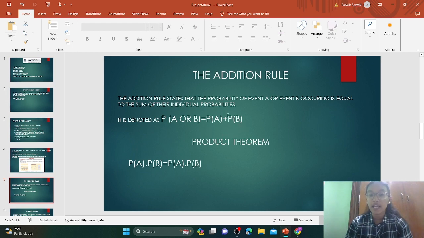The product theorem is also somewhat like the addition rule. That is, the probability of A and B is the probability of A into the probability of B. The same thing.